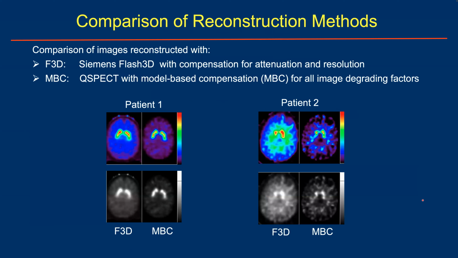So if we apply the quantitative reconstruction as shown here, this F3D is the Siemens Flash 3D used in the clinic. It's compensated for the attenuation and resolution, but doesn't compensate for scatter. And with our quantitative reconstruction method, which is a model-based method, you can see for these patients the difference in the image between the clinical reconstruction and our reconstruction. Again, for patient 2, here shows the difference between our reconstruction and the clinical reconstruction.